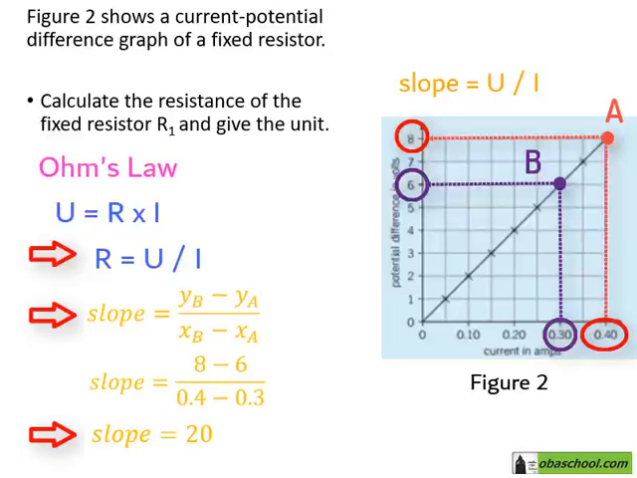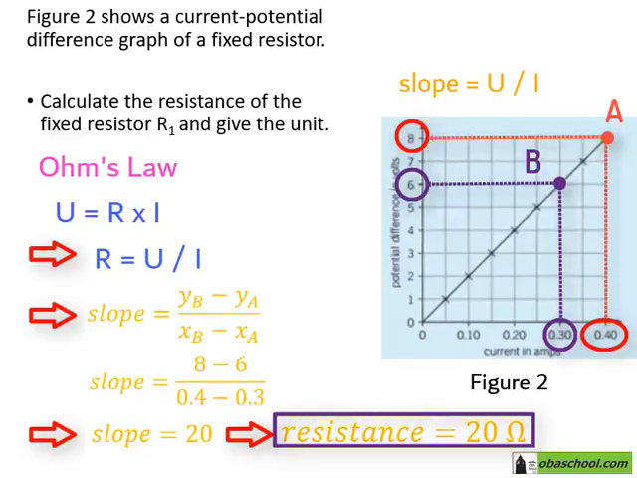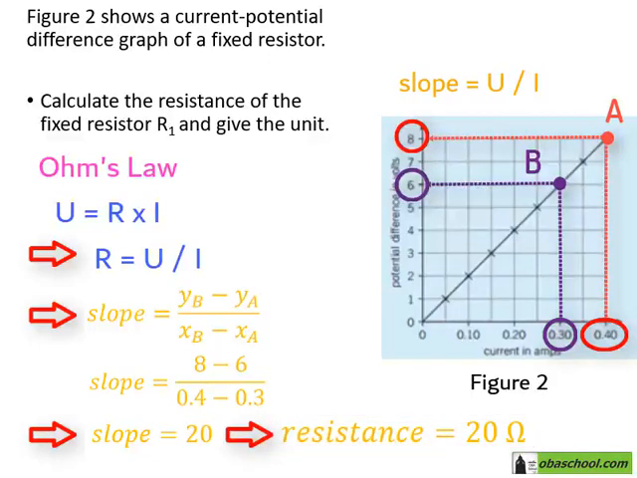And recall the unit for the resistance. Yes, the unit is ohms. So the resistance of the fixed resistor R1 is equal to 20 ohms. That's all. Let's proceed to the second part.